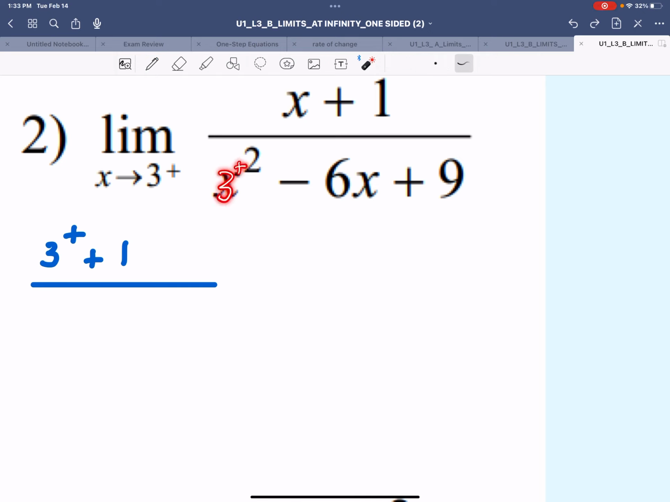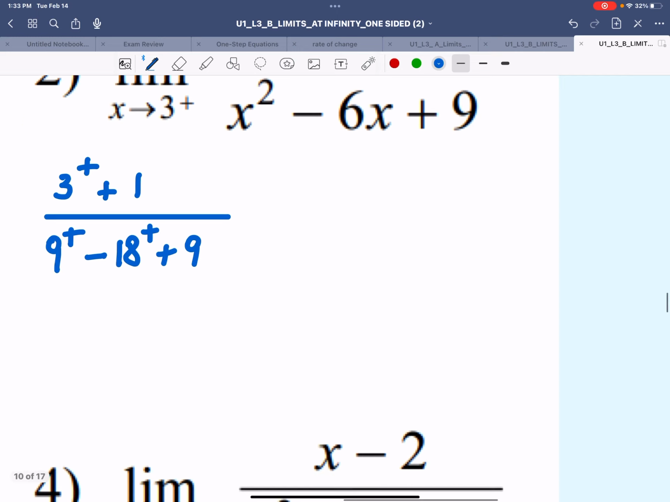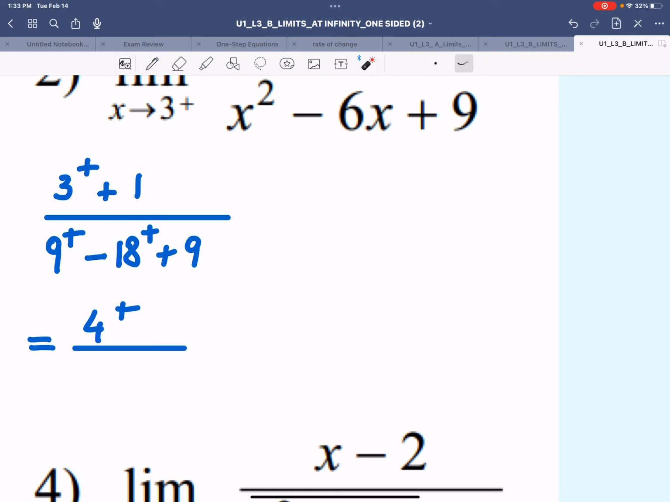Remember, 3 plus squared is a little bit more than 3 squared, which gives a little bit more than 9. Now, 6 times 3 plus will give a little bit more than 18, and plus 9 at the end. So here we go, we have 4 plus in the numerator, and down in the denominator let's check and see what we can combine. We can combine a definite number with a one-sided number very easily. I choose to combine 9 and 9 plus. We could also do these two as well, but it seems that these two are easier.